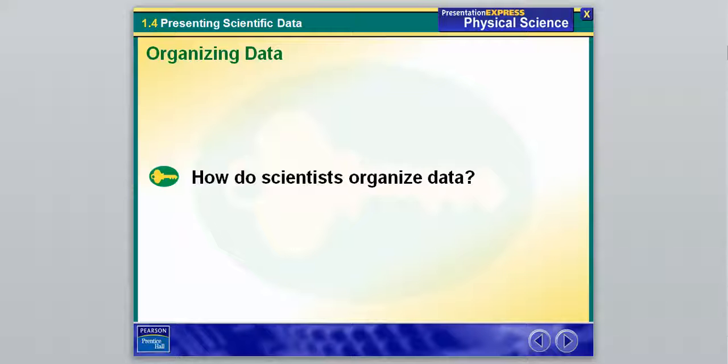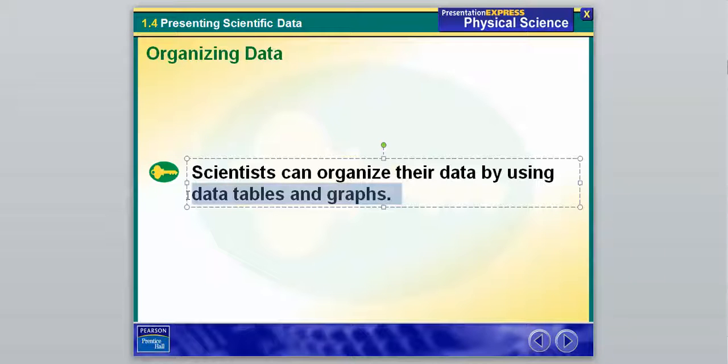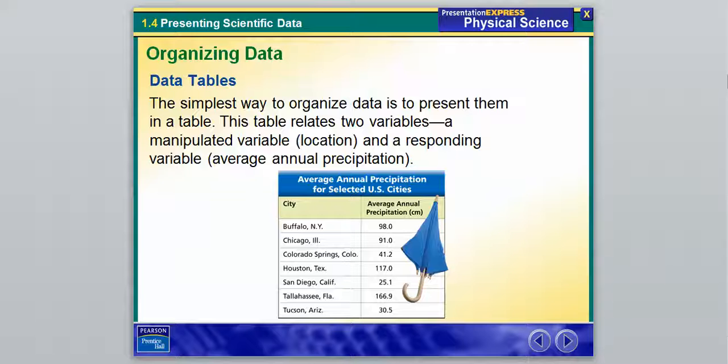So how do scientists actually organize this data in order to make it more accessible to other people? They do this by using data tables and graphs. This is a huge tool for scientists right here. I'd make sure you wrote that down, that scientists can organize their data by using those two things.